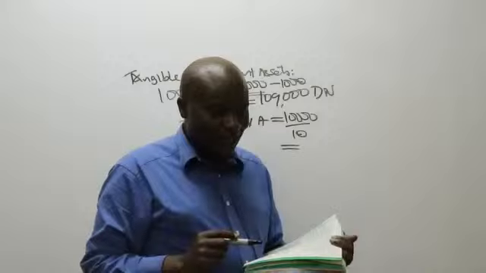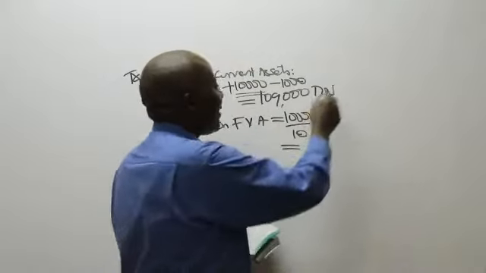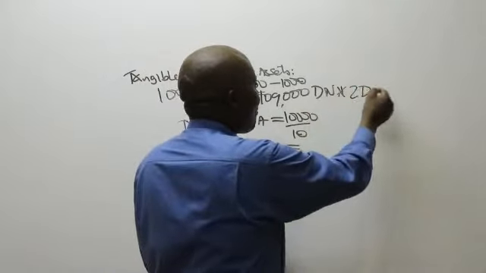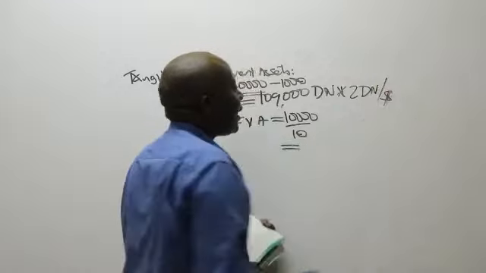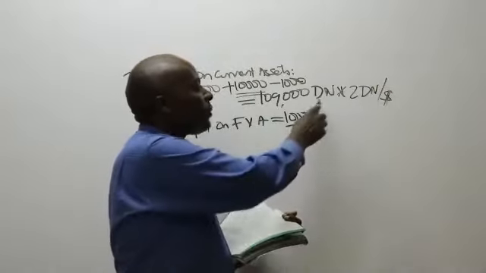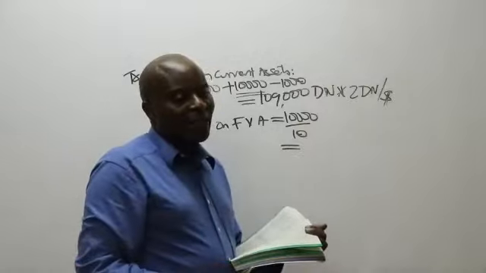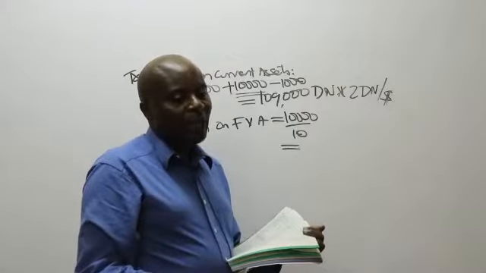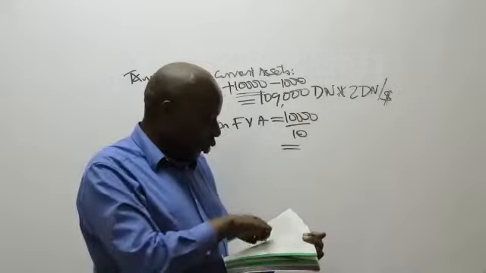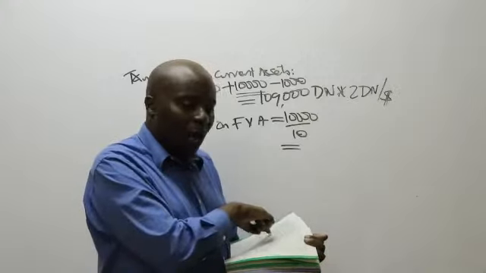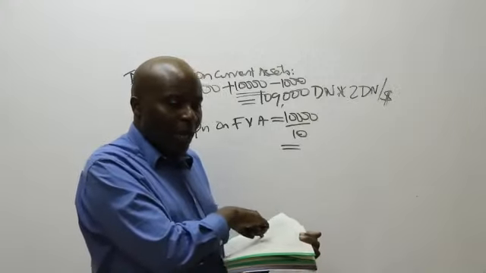Divide by 2. Because if you try multiplying this by 2, then we'll end up getting a figure which is in terms of DN squared. That can never apply. Because you can see the 2 there, it is 2 DN per dollar to $1.